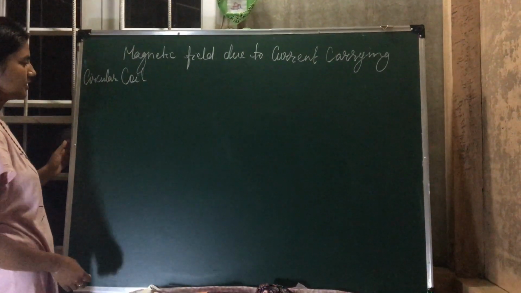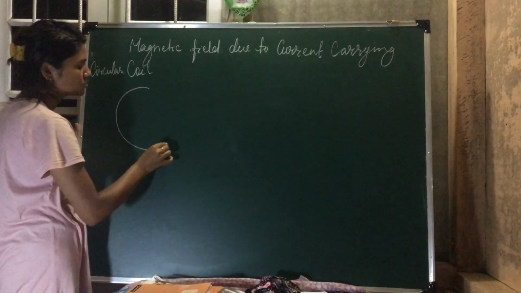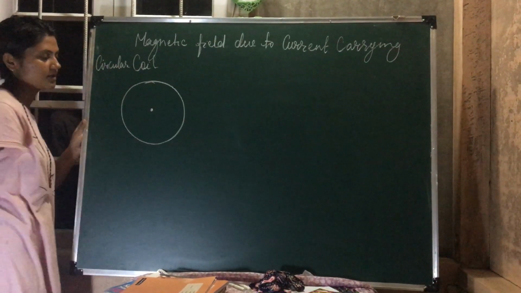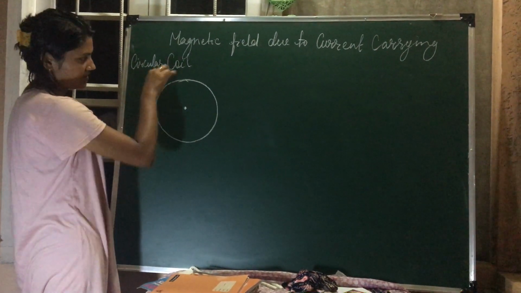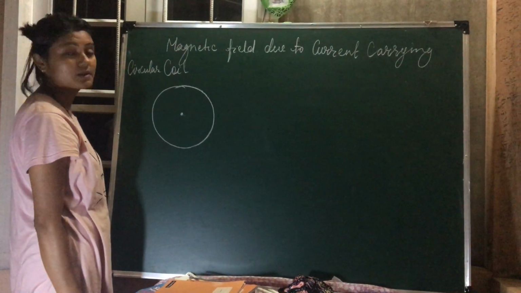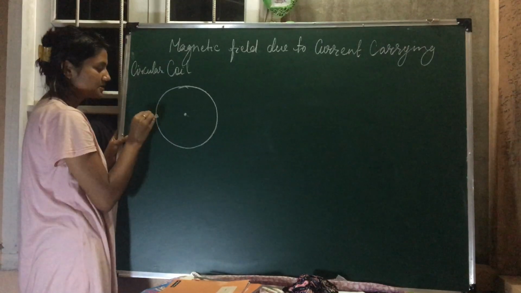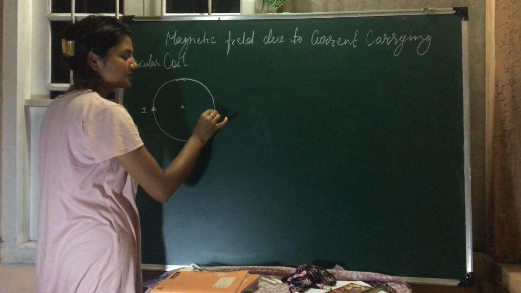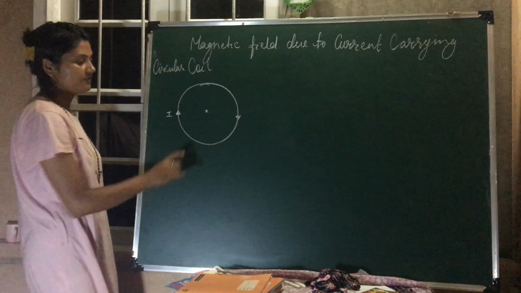Okay, today we are going to derive the magnetic field due to a circular coil at the center of the coil. Magnetic field will be due to what? Due to current. Yes or no? Fine. Magnetic field will be due to a current only. Right?